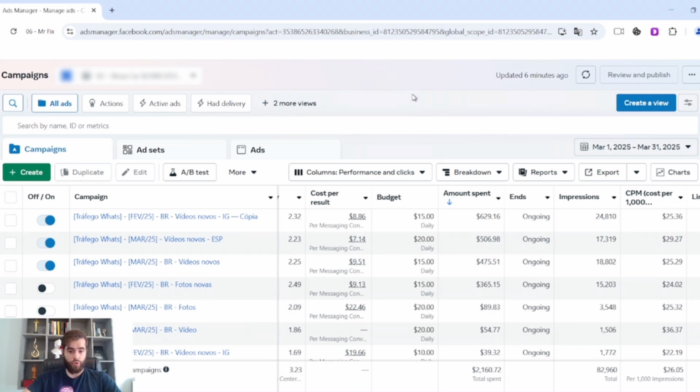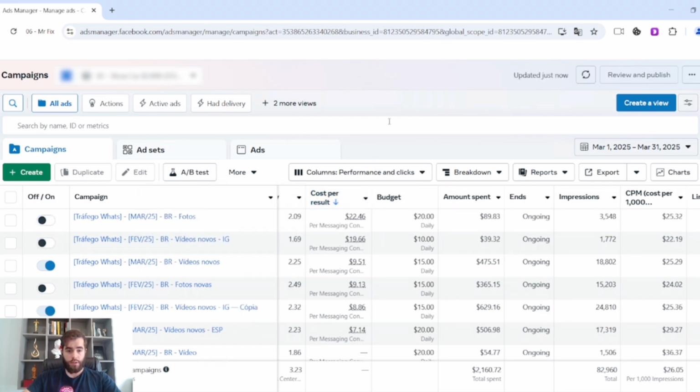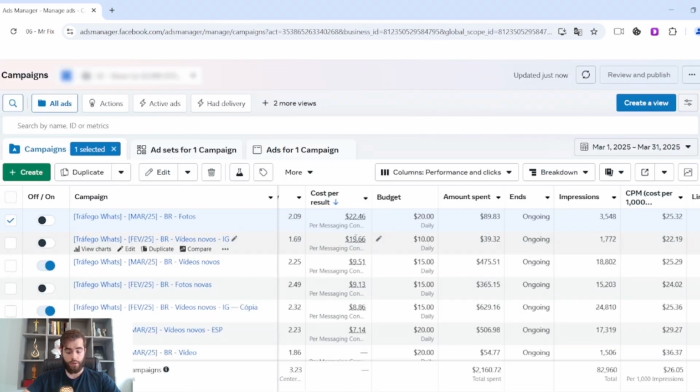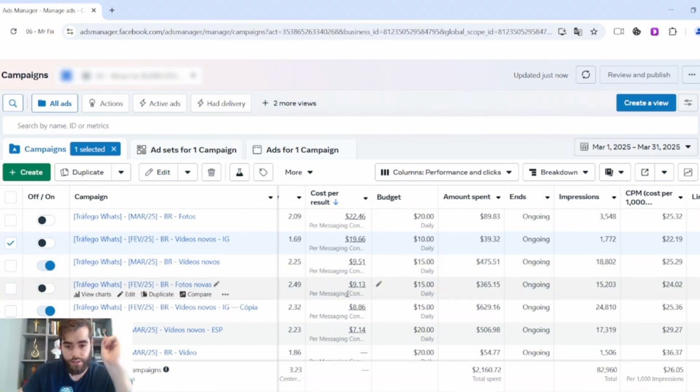The first thing that we have to understand is our main goal right here. The first thing that we have to do is reduce the cost per result, which in this situation is the cost per message. If you see, during the period of March, I was at a cost per message of $22. In this other campaign right here it was 19, and then we did some optimizations to get better results, and now we are making leads at $9, $10, $8, $7. So it's really progress and really good results.